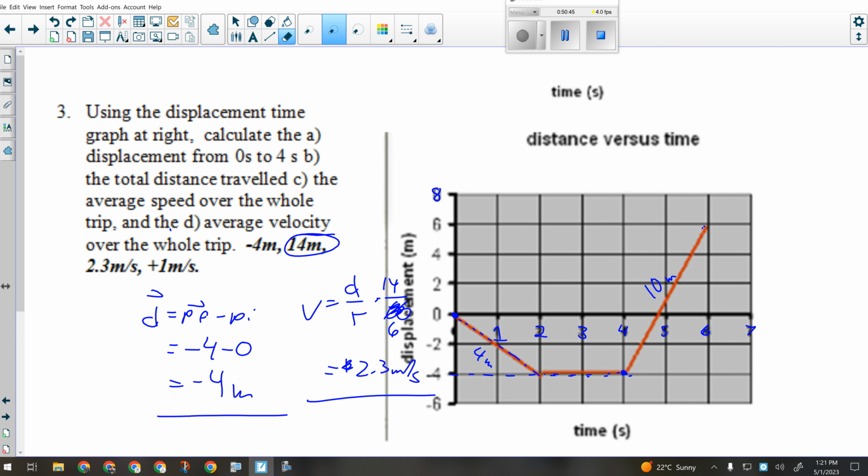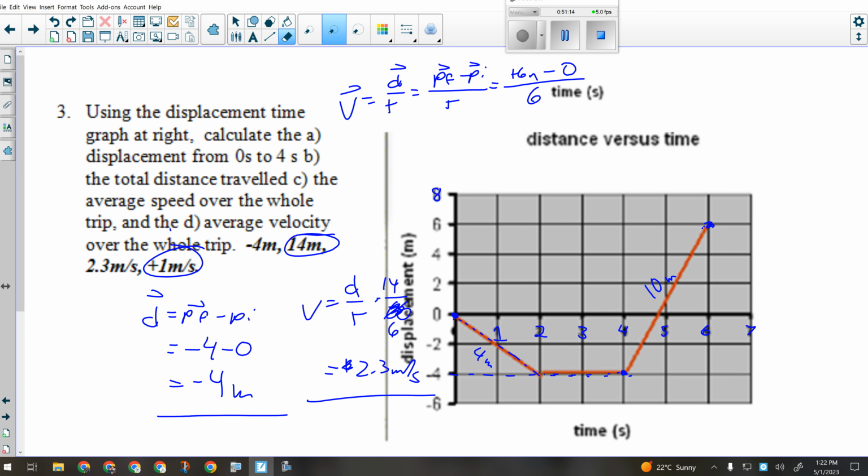Okay, and then average velocity over the whole trip. So average velocity is total displacement divided by total time. That's going to mean final position minus initial position divided by time. My final position is positive 6 meters. My initial position is 0. And then the total time is 6 seconds. Which is going to give us positive 1 meter per second as the average velocity.